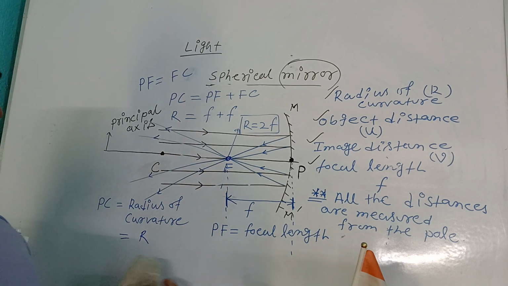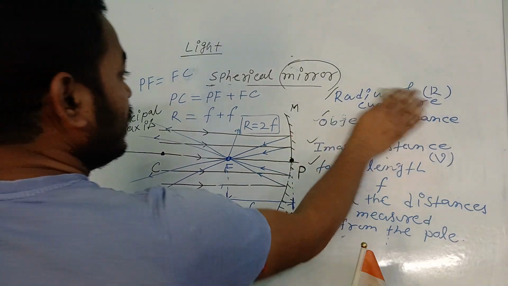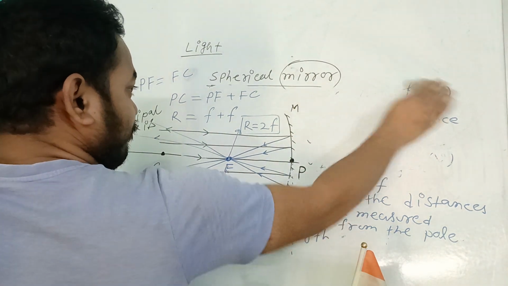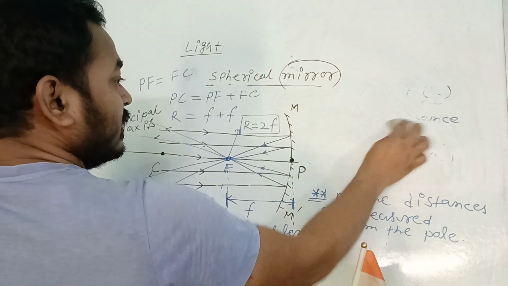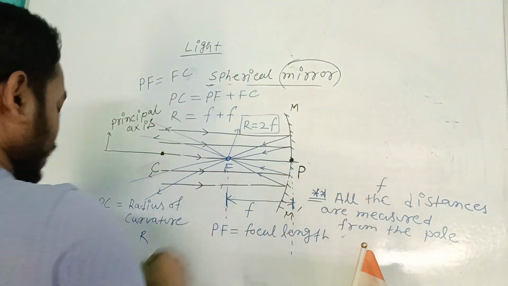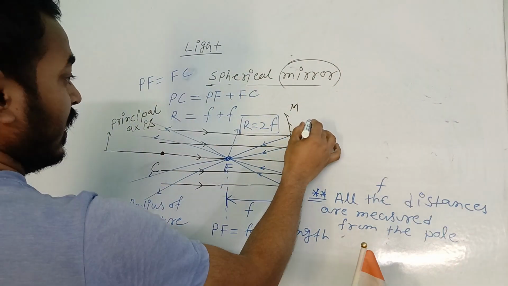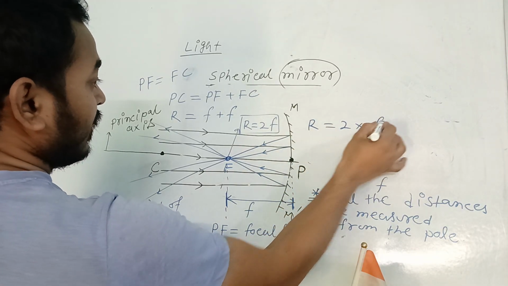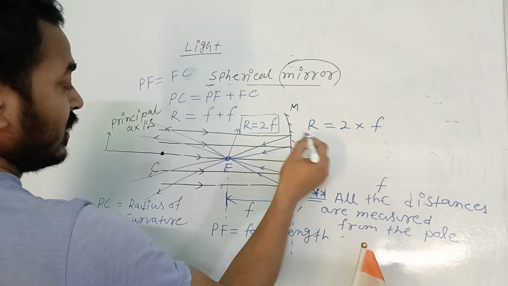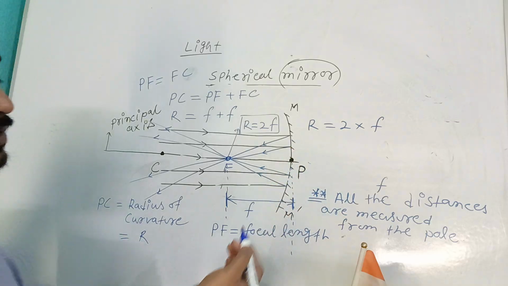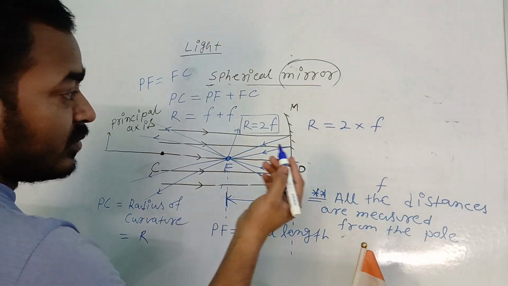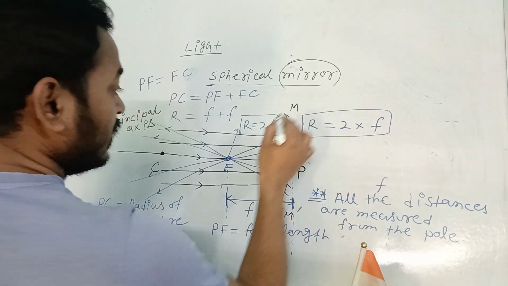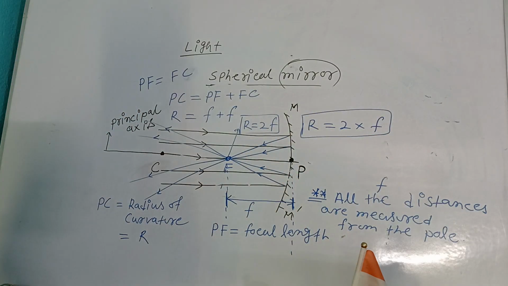So we can write the relation. The radius of curvature R is equal to 2 times F, or R equals 2f. So the radius of curvature is 2 times the focal length.